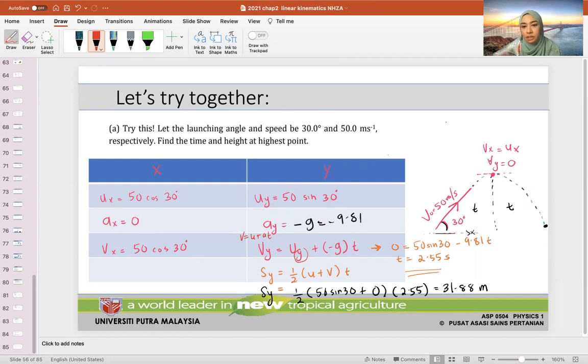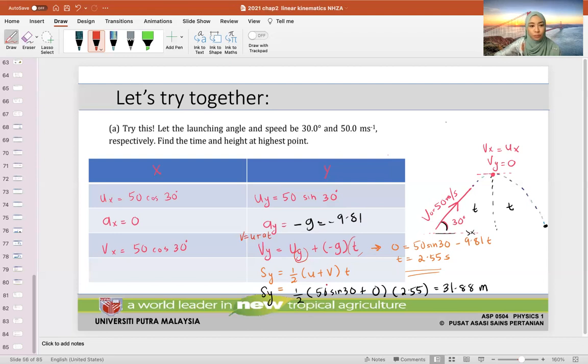I'm trying to solve for the first section of the projectile motion. Therefore, this becomes my final velocity. And then just substitute 50 sine 30 over here, minus 9.81. And I can find for my time to reach the maximum height over here. So I got 2.55.